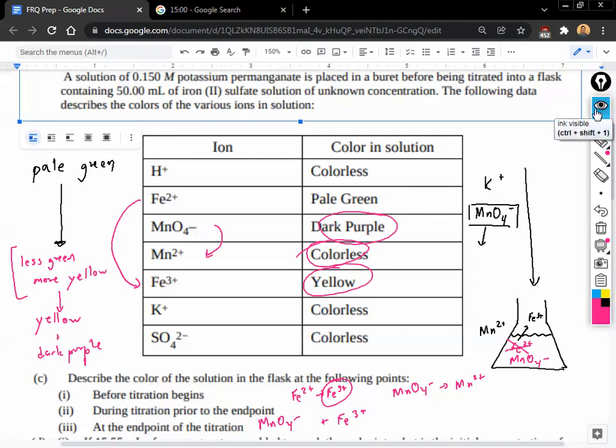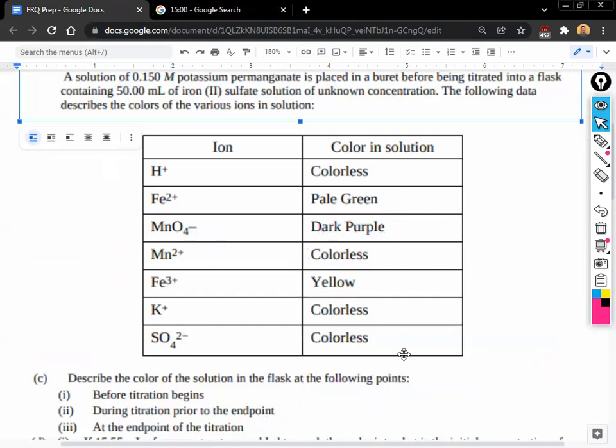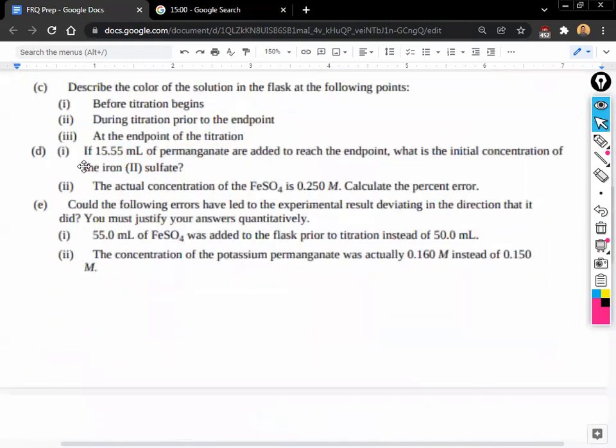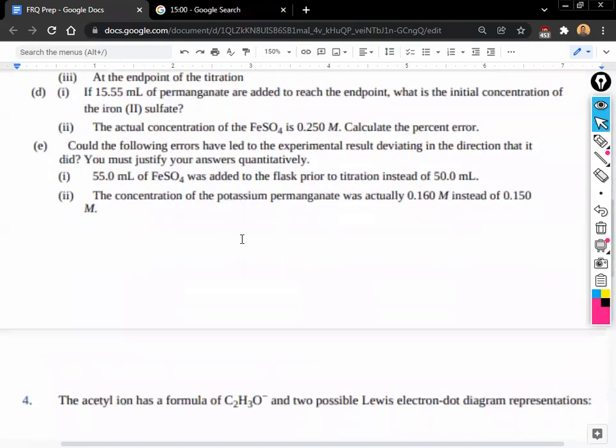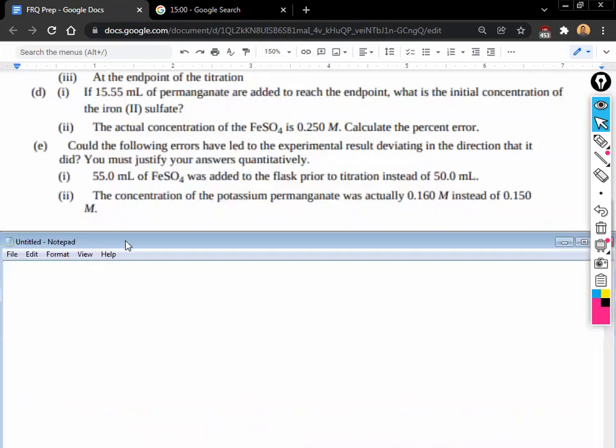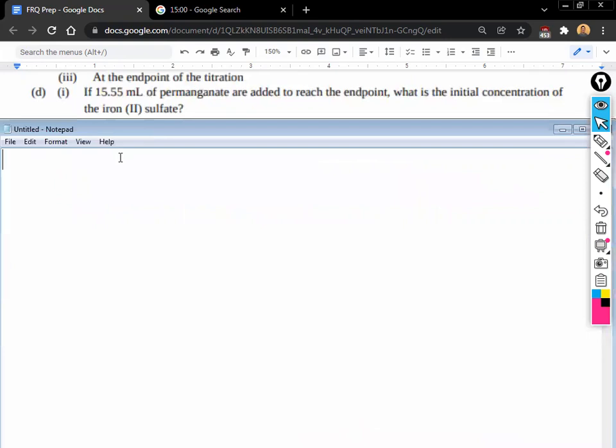Alrighty, let's move on to part D. I think you guys will like part D a little bit more because this is just going to be some dimensional analysis, some of that math stuff that's pretty simple. So if we go down to part D, you'll see that if 15.55 milliliters of permanganate are added to reach the endpoint, what is the initial concentration of the iron 2 sulfate? Okay, now we'll block part 2 for now because we're looking at part 1.